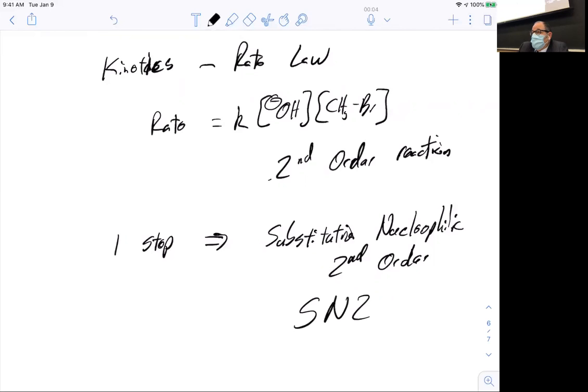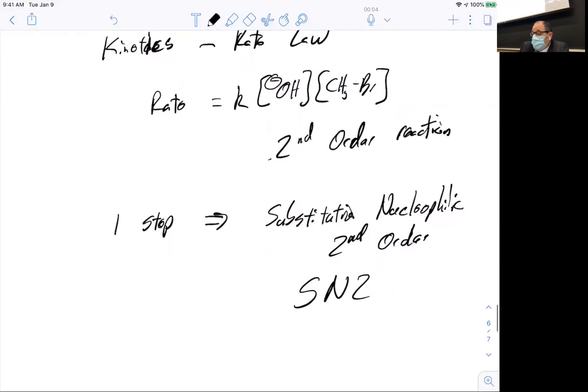What do you think people want to call this? SN1, because it's a first step. Can't think that way, right? You've got to know what the 2 is for, and the 2 is second order. So a one step is called SN2. So that's the reaction we're looking at here.